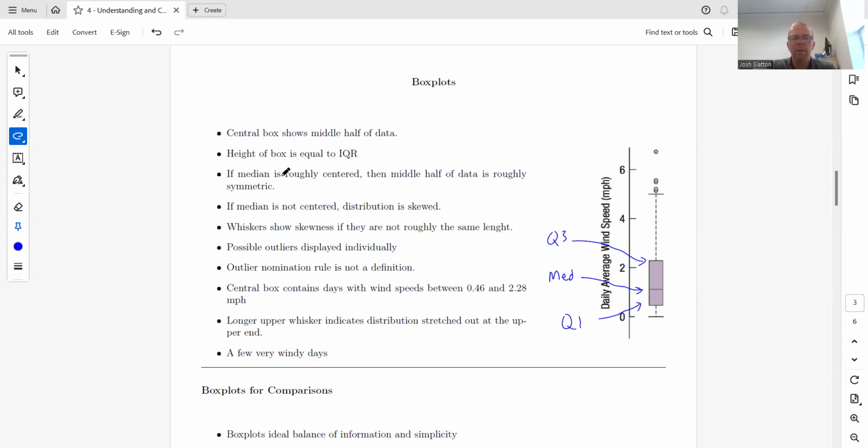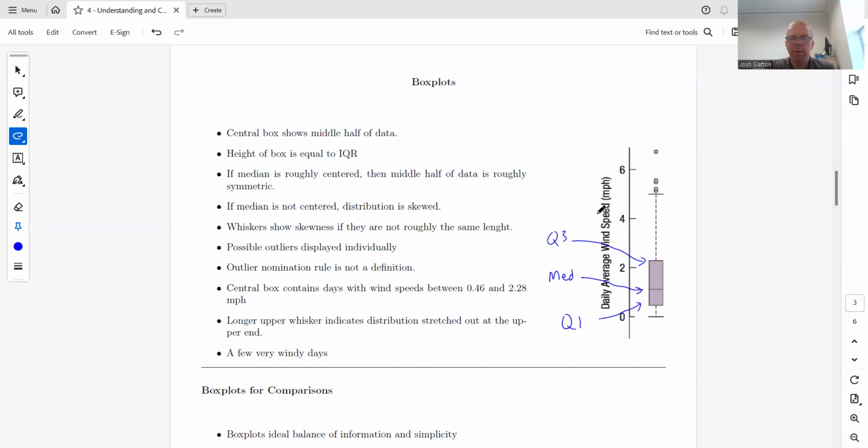If the median is roughly centered, then the middle half of the data is roughly symmetric. Meaning if this median line is in the middle of the box, then the median is halfway between Q3 and Q1. So at least that part of the data is symmetric. If the median is not centered in the box, then the distribution is skewed. The whiskers, the lines coming out from the box, show skewness if they are not roughly the same length. We can see here, this one is very short, this one is very long, and we'll talk about how to find those a little bit later.